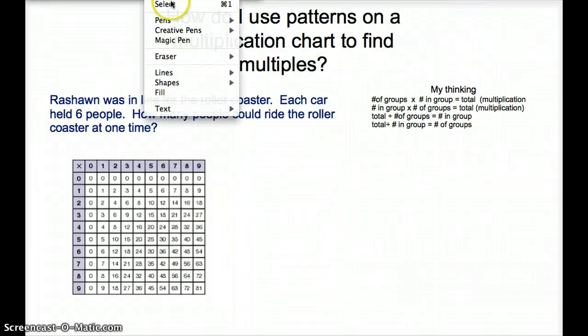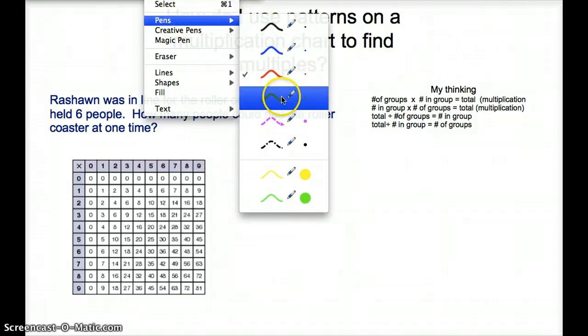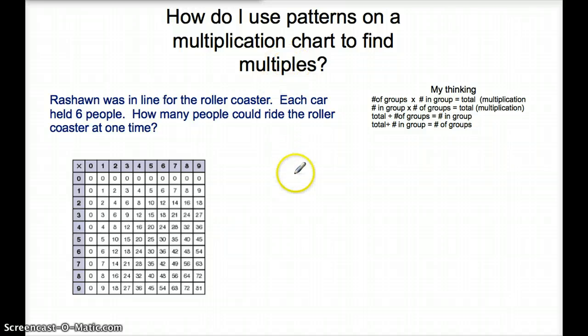So our goal today is to find out how to use patterns on a multiplication chart to find multiples. So here's our next problem. Rashawn was in line for the roller coaster. Each car held 6 people. How many people could ride the roller coaster at one time?